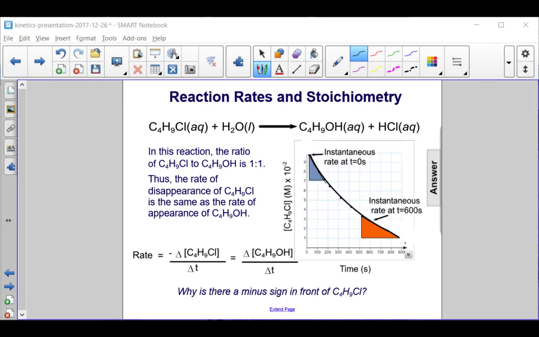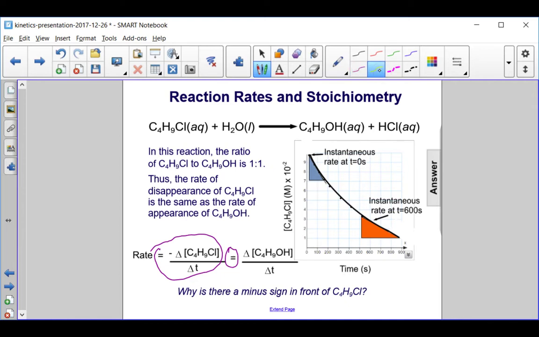In this reaction, the ratio of butyl chloride to butanol is 1:1. Therefore, the rate of disappearance of butyl chloride is the same as the rate of appearance of butanol. So we can say that the rate is equal to the change in concentration of the butyl chloride over time, which is equal to the rate of appearance of the butanol, or the change in concentration for the butanol with respect to time.